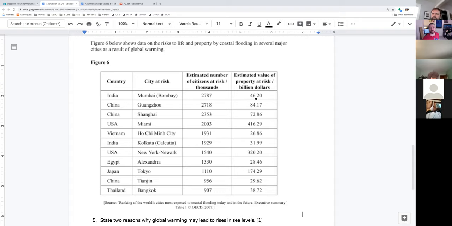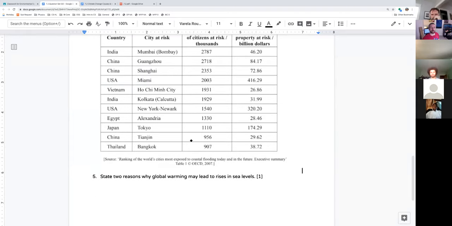And this is in billions of dollars what the potential cost is. That means Miami stands to lose $416 billion from coastal flooding. New York stands to lose $320 billion from coastal flooding. And we can see that cities all over the world are worried about this, not only because of the financial cost, but also the human cost.